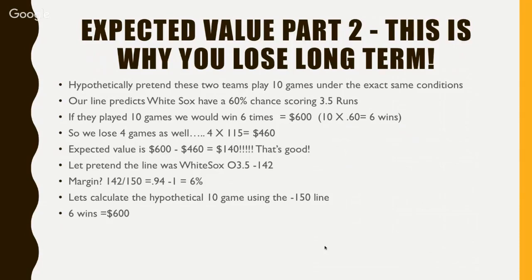But here's what people don't realize when they lose, even only losing 4 games, right? Because we believe they have a 60% chance of winning. So you lose 4 times. If the line at the sports book is minus 150, you lose 4 games. That's $600. 600 minus 600 is what? It's zero. You make no money.